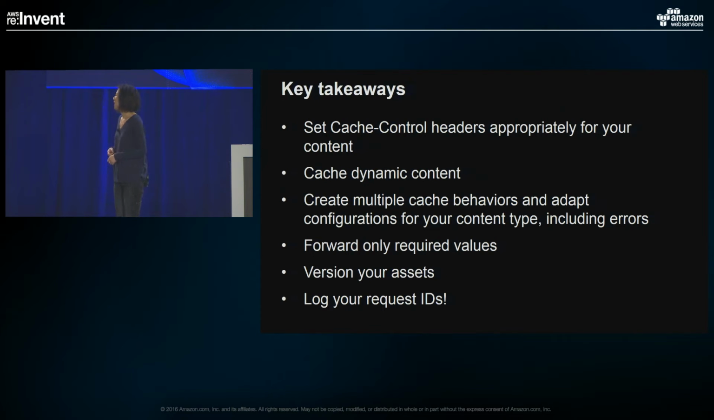Key takeaways. Remember to set your cache control headers. That does give you a lot more control over what we cache and for how long. You should also be creating cache behaviors. You can cache dynamic content with a TTL of 0, so that you can reduce the load to your origin by having us just send conditional GETs down. Forward only what you need, version your assets, and please log your request IDs.